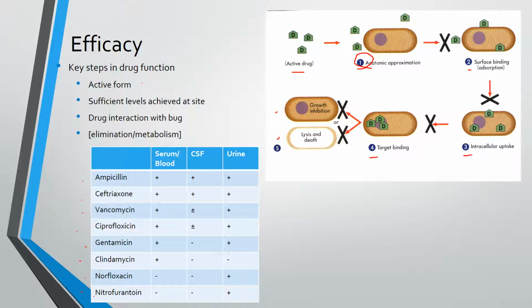Noting norfloxacin and nitrofurantoin, they're not intended for serum or CSF at all. Gentamicin and clindamycin are not intended for CSF. The ones that you want to look for at CSF are ampicillin and ceftriaxone. For CSF, the drug has to be able to cross the blood-brain barrier. And what we're seeing here is that ampicillin can, gentamicin can't. Most drugs we can reach pretty good concentrations in the blood. The exceptions are those that are eliminated so quickly by the kidneys.